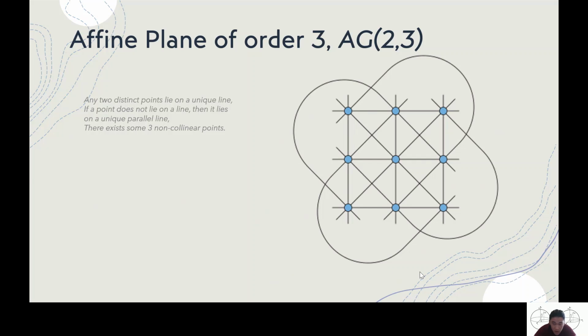So moving on to addressing the properties of the affine plane. First, note that there are 3 squared, which is 9 points in the plane: 1, 2, 3, 4, 5, 6, 7, 8, 9. And there are 3 squared plus 3, which is 12 lines: 1, 2, 3, 4, 5, 6, 7, 8, 9, 10, 11, and 12.